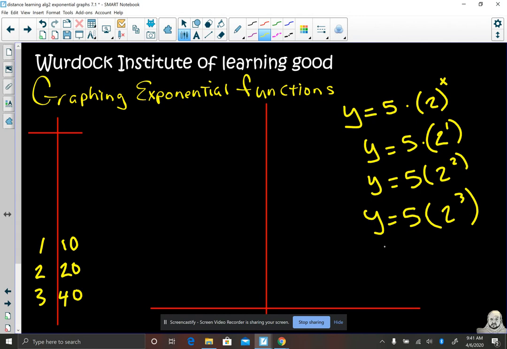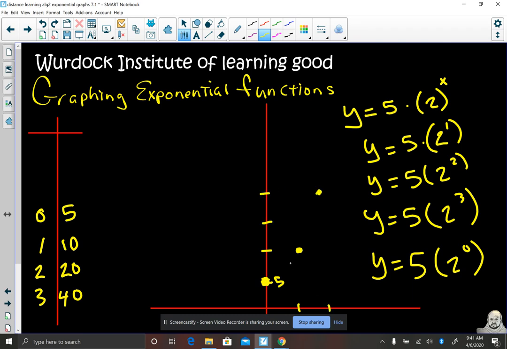And that can be confirmed here by putting a 0 in. Anything to the power of 0 is 1. And 5 times 1 is 5. So according to this pattern, you started at 5 and doubled. This time we'll just call this 5. The next one would be the point 1, 10 and 2, 20. And it's certainly having that same shape.